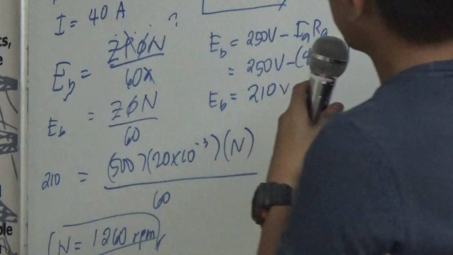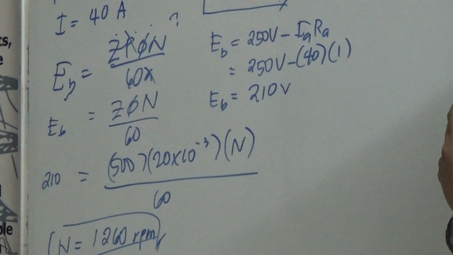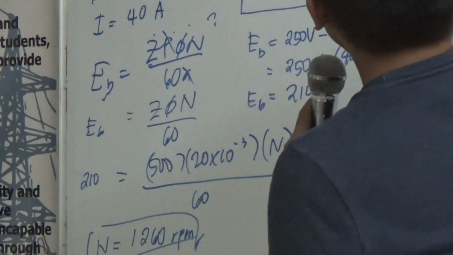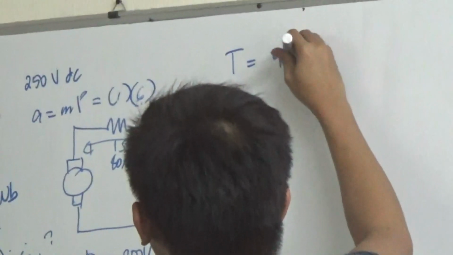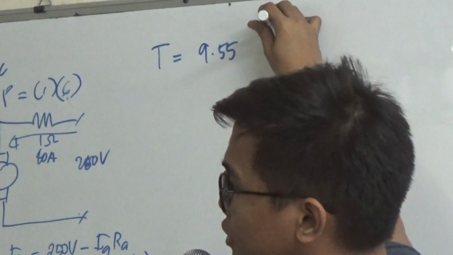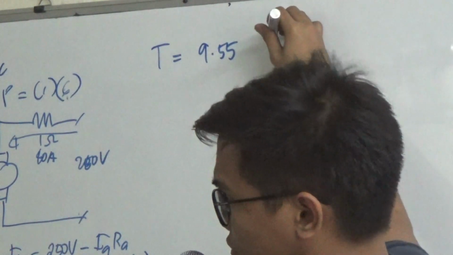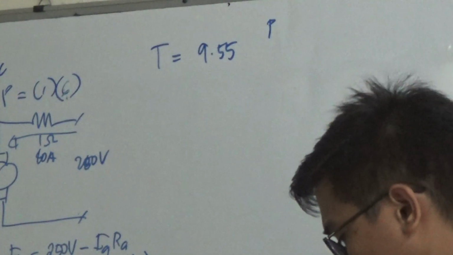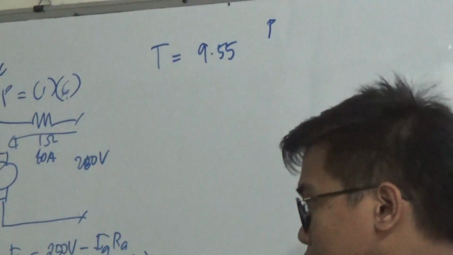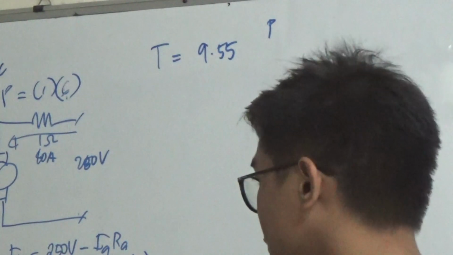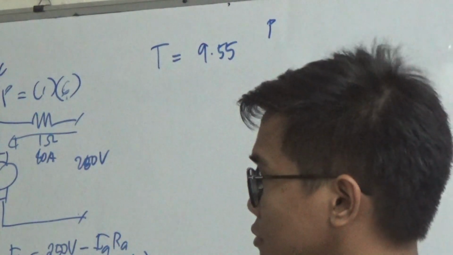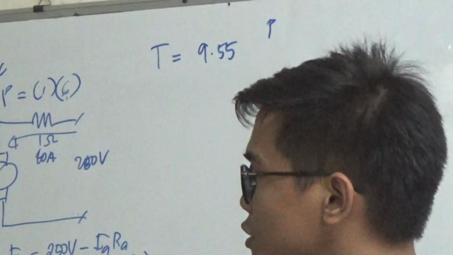Ngayon, ang gagawin for the torque. What is the formula of torque? 9.55 multiplied by the power output divided by the speed N. Ay, nako. Power output over the speed.